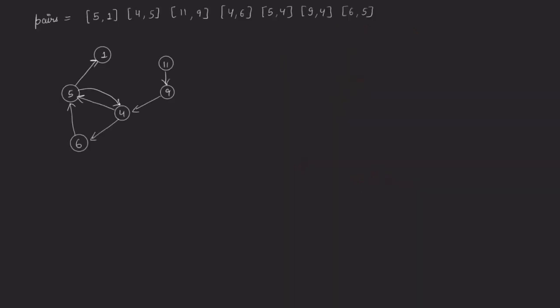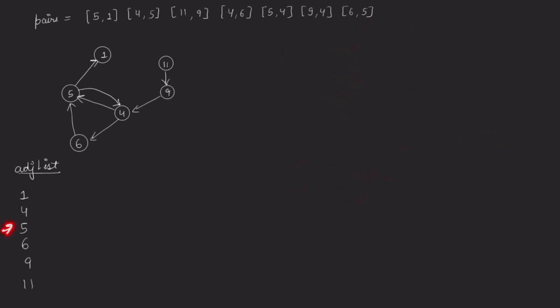So first of all, we would be needing the adjacency list of the graph, right? So we will create an adjacency list. In this adjacency list, we will be having all the nodes. So what are the different nodes in our graph? Node 1, 4, 5, 6, 9 and 11. So basically there are 6 nodes in our graph.